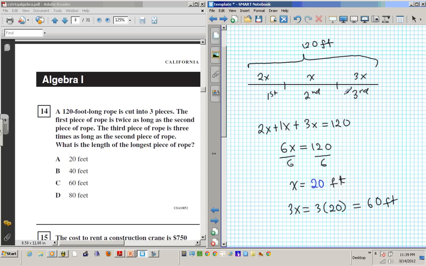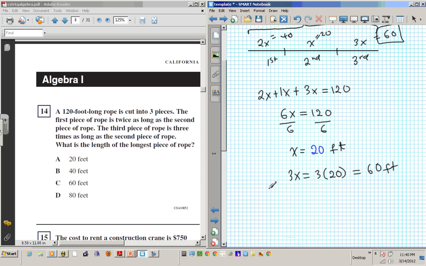Okay? This piece right here is 20. This one is 3 times it, which is 60, and then this one is twice that, which is 40. If I add them all together, 40 plus 20 plus 60, I'll get 120. Okay? So the longest one is the third piece, which is 3 times as long as the middle piece. So the longest is 60 feet. And the answer is C for this one.